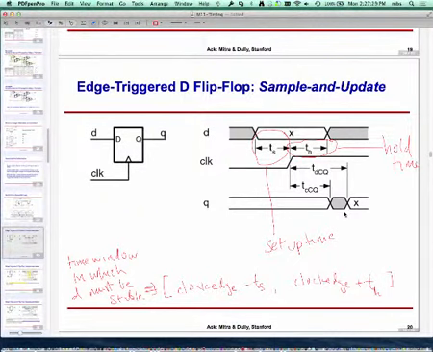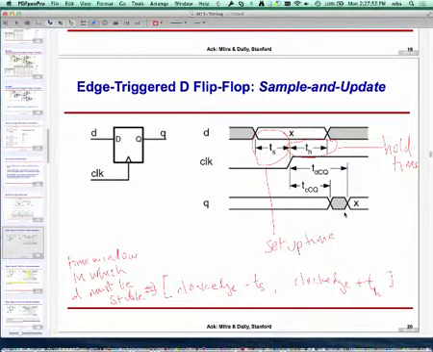So a flip-flop, unlike combinational logic, where we only had to worry about contamination delay and propagation delay, has these two other parameters, setup time and hold time. Setup time and hold time define a window of time in which the input to the flip-flop should be stable for the flip-flop to read the data correctly. Any questions on this? It's a bit of a tricky concept.